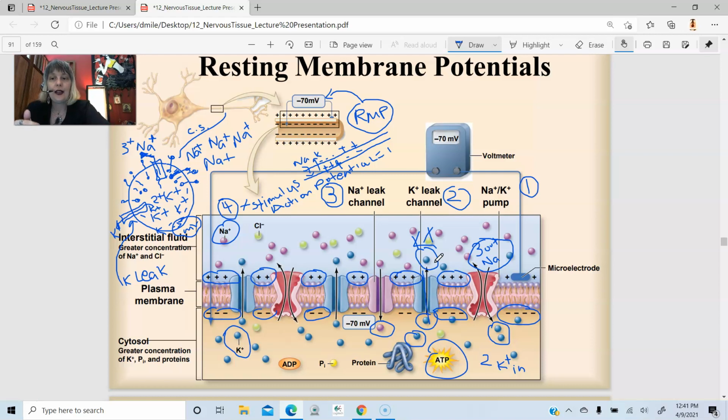Remember, the concentration change leads to a charge change, and the charge change leads to a membrane change. Okay, so a membrane potential change, I should say. All right, so what's next? Now, here's what's super important.